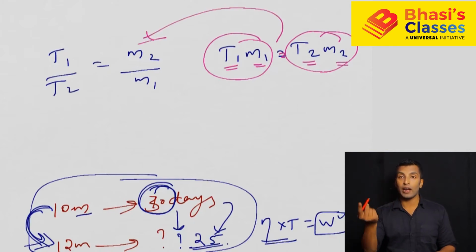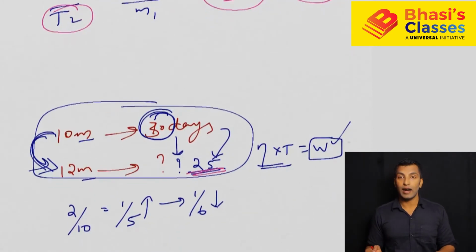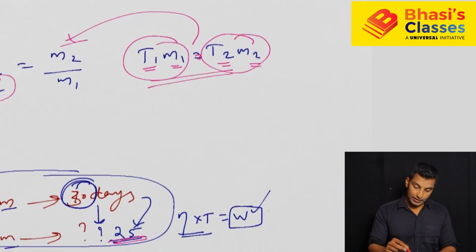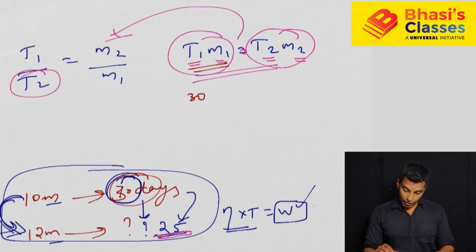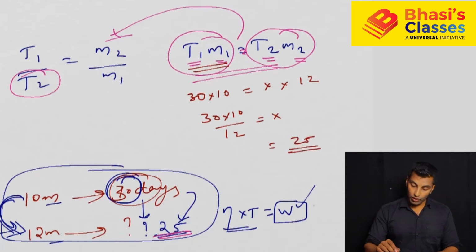And in this you have one unknown. T2 is the unknown, the time taken in the second instance. You can get the answer by substituting the values. T1 is the initial number of days, that is 30. M1, the number of men, is 10. So 30 into 10 is equal to T2, that is X, into M2, the number of men, that is 12. So 30 into 10 divided by 12 is equal to X. That is nothing but 25. You get the answer.